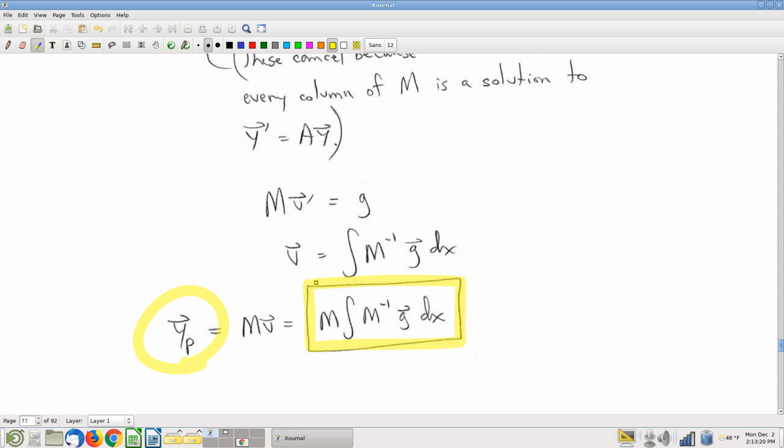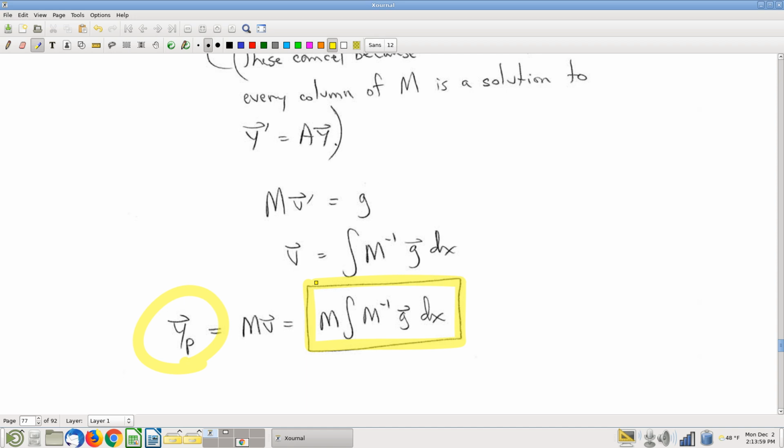Notice what is going on in here. This M, remember, is our fundamental solution matrix. So it's a matrix. Notice here, then, we have to invert that matrix. So that's inconvenient. We don't like that. Notice as well, I'm going to have to do an integral here. And furthermore, this isn't just an integral. This is an integral of a vector of functions. We've got a matrix times a vector. This integrand is a vector. So this isn't just one integral. This is n separate integrals. So, not that great.